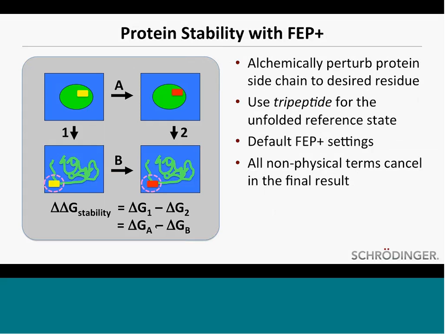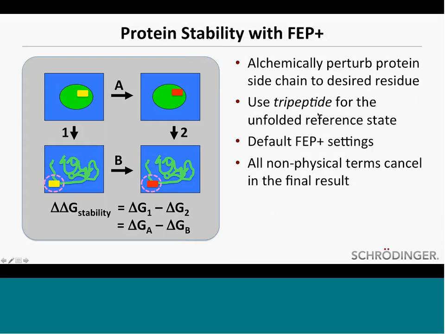Protein stability is another topic that we can address using these FEP calculations. What we're trying to do here is capture the difference in free energy between the bound or folded state of the protein and the unfolded state of the protein. We obviously know what the folded state of the protein looks like. We don't know necessarily what the unfolded state looks like.